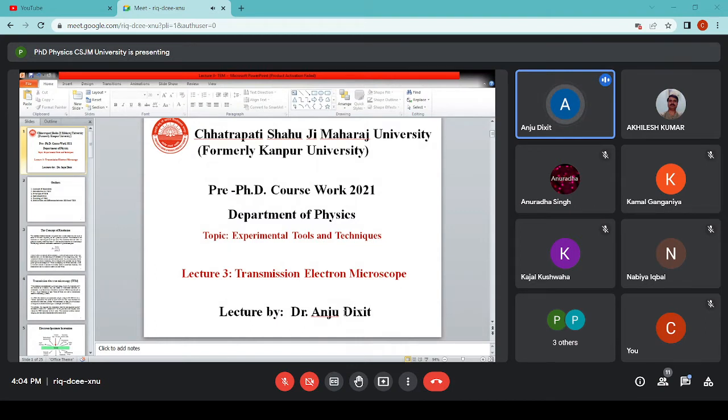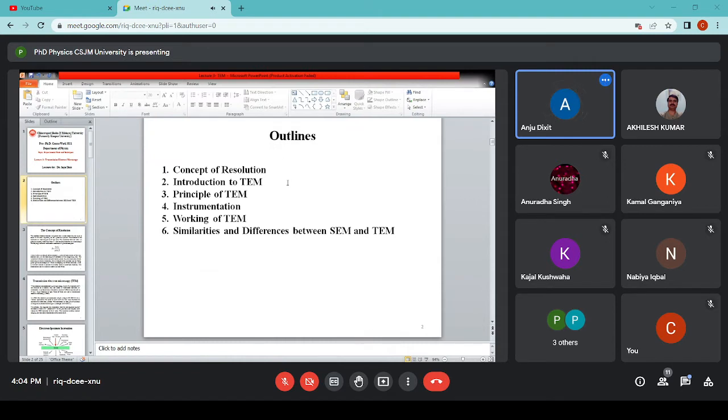So in the last lecture, I was discussing scanning electron microscopy, where you have learned how, with the help of a scanned electron beam, we can have information about the surface. And now in this technique, this beam will be transmitted through the specimen, and from there we can collect the information about it.